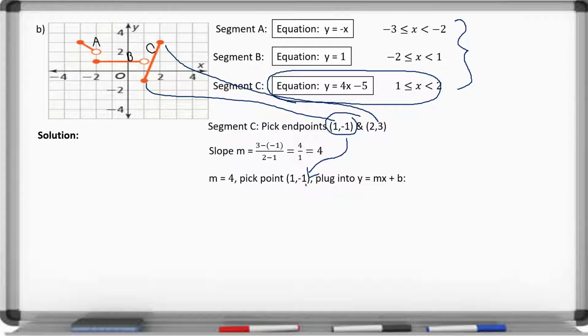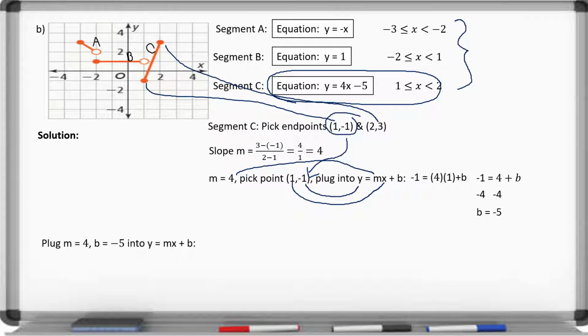Plug it into mx plus b, so we get negative 1, 1, and 4 for m. So we get negative 1 equals 4 times 1 plus b, so negative 1 equals 4 plus b. So we got to solve for b here, so we're going to subtract 4 on both sides. That gives us b as negative 5. So now we can plug in the slope of 4 and b is negative 5 into the slope-intercept form. So we get y equals 4 times x minus 5, or 4x minus 5.